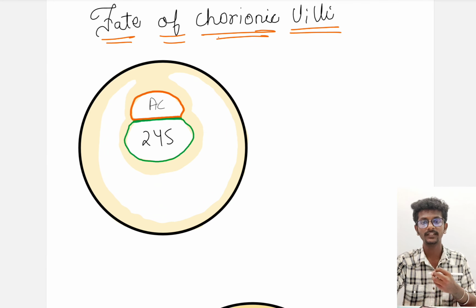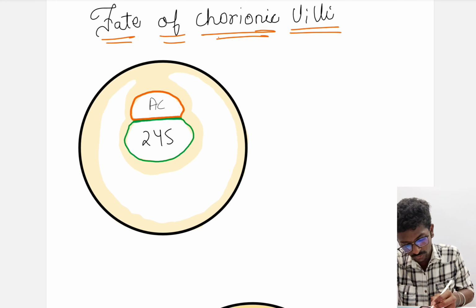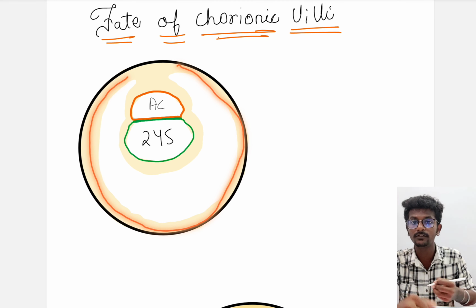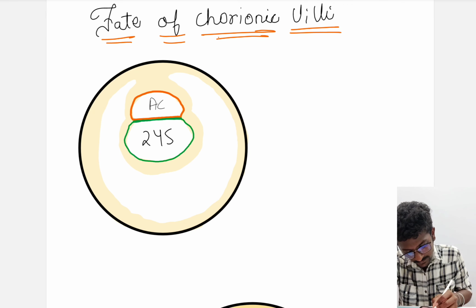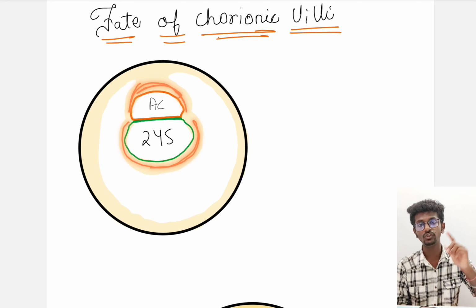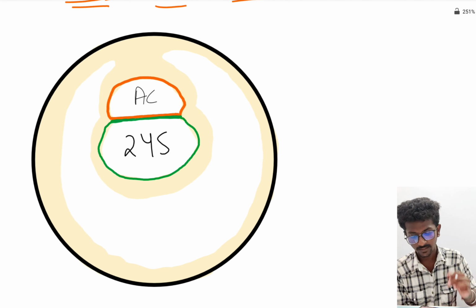Because of the formation of the extraembryonic coelom, the extraembryonic mesoderm further got differentiated into somatopleuric extraembryonic mesoderm, which is in contact with the cytotrophoblast and the amniogenic cell, and the splanchnopleuric extraembryonic mesoderm, which is in contact with the yolk sac and the Usher's membrane. I hope this is very clear to you guys now.